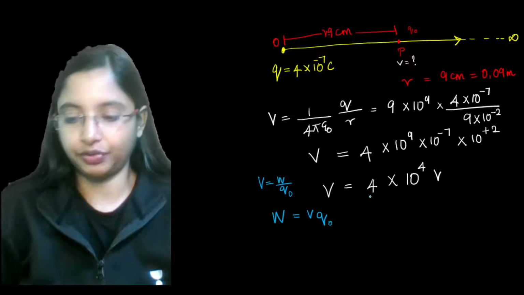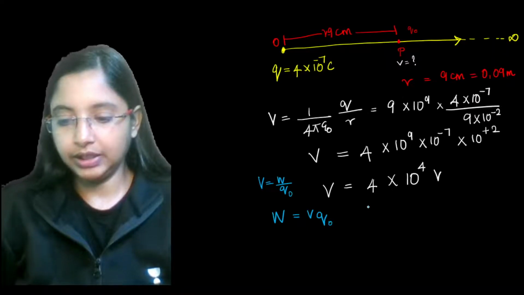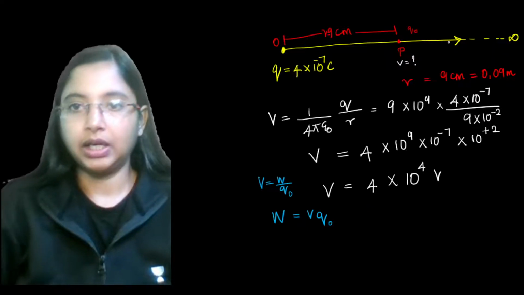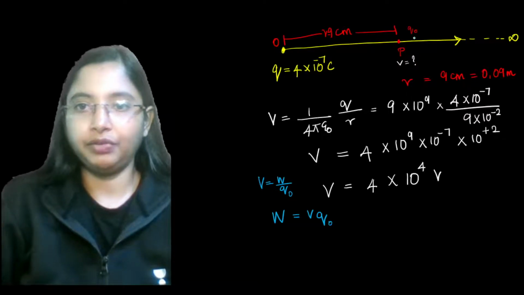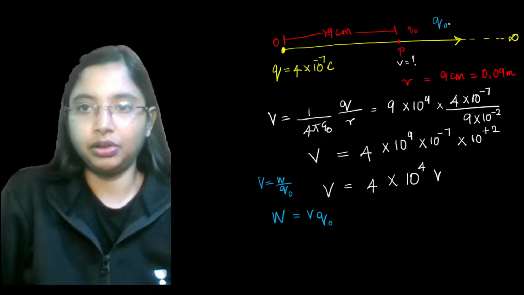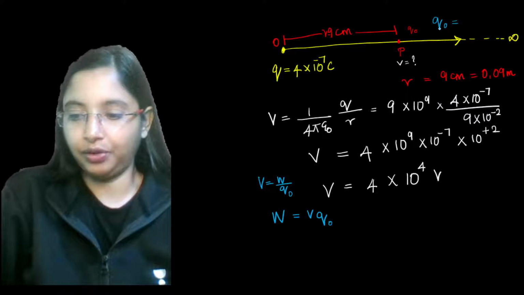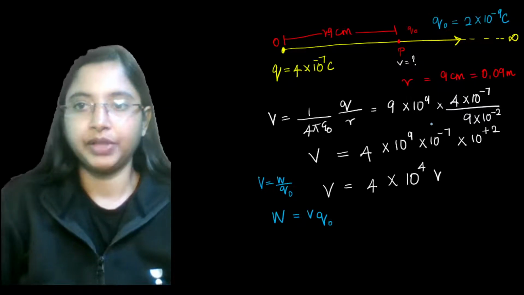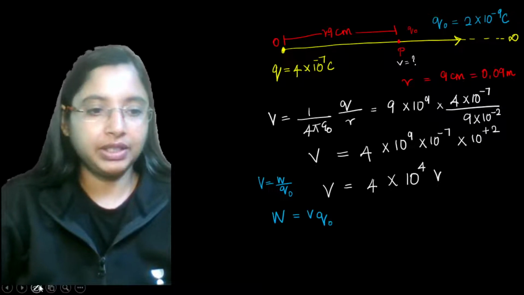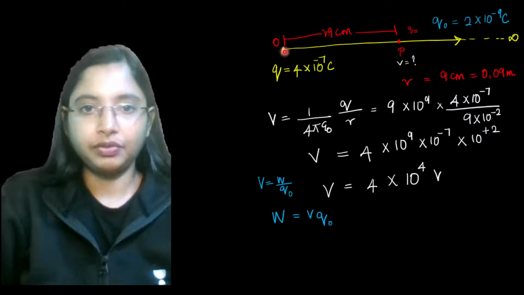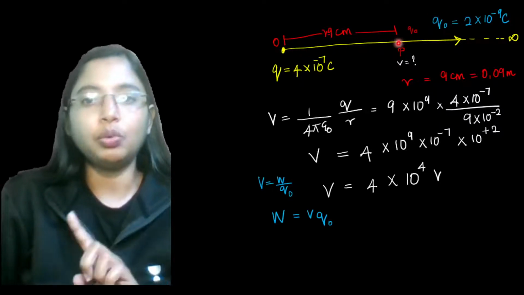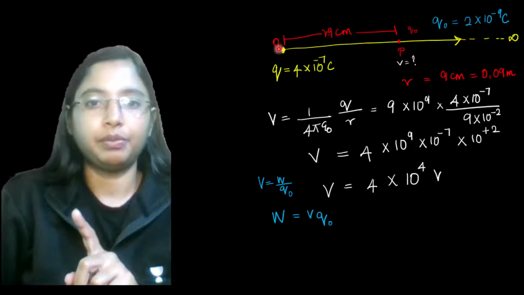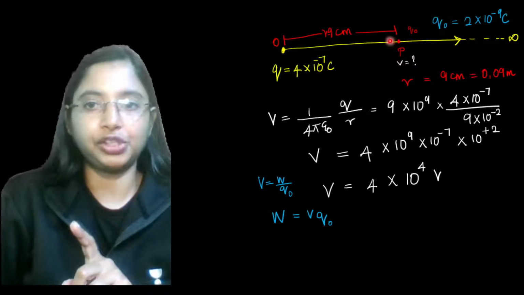So this test charge over here, right? In this case, the test charge that you're bringing from infinity to here, that Q0, let's say the test charge has a value of 2 into 10 to the power of minus 9 coulombs. In the previous case, because of this positive source charge, what was the potential?